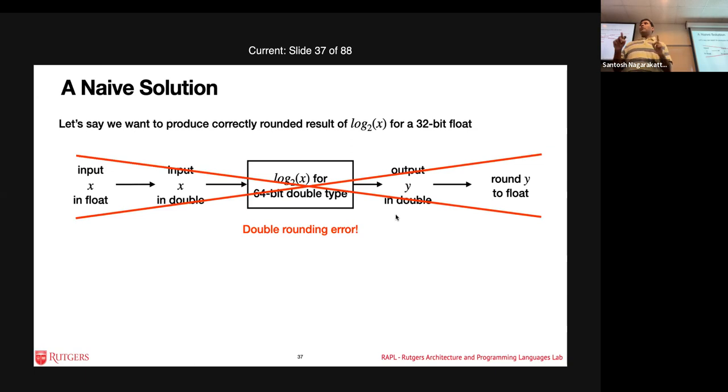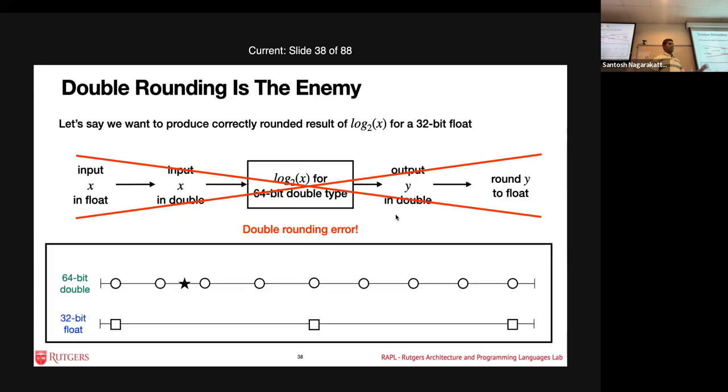So you're doing two roundings. The first rounding happens in the double library. You're rounding a real value to a double precision. And the second rounding happens from double to float. And that changes the rounding precision. So again, I'll show you a cartoonish figure here. The first row indicates the 64-bit double values, and the second row shows the 32-bit float values. And the square boxes are floating point values.